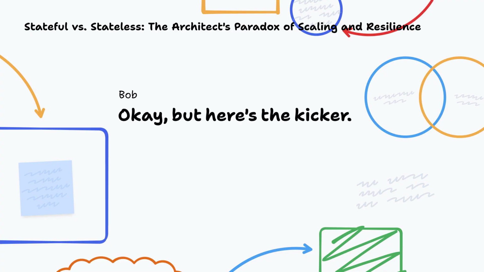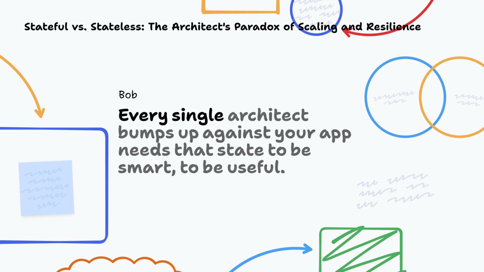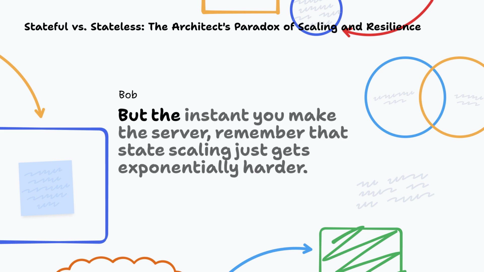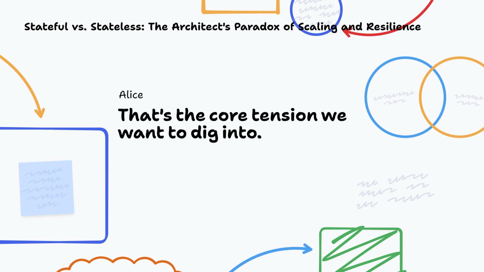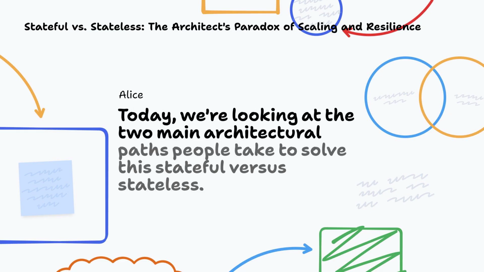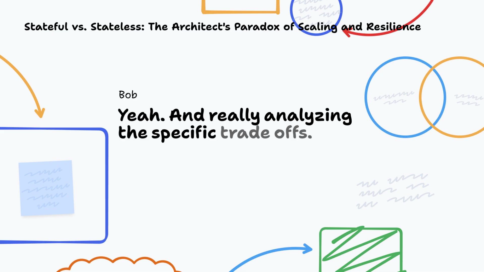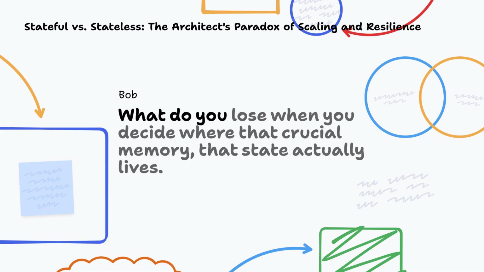But here's the kicker, the paradox every single architect bumps up against. Your app needs that state to be smart, to be useful. But the instant you make the server remember that state, scaling just gets exponentially harder. That's the core tension we want to dig into today. We're looking at the two main architectural paths people take to solve this, stateful versus stateless. And really analyzing the specific trade-offs. What do you gain? What do you lose when you decide where that crucial memory, that state, actually lives?